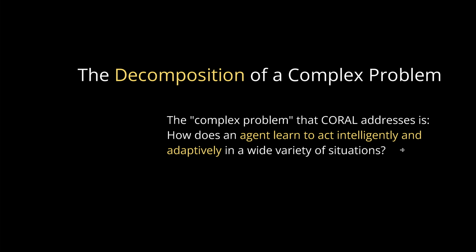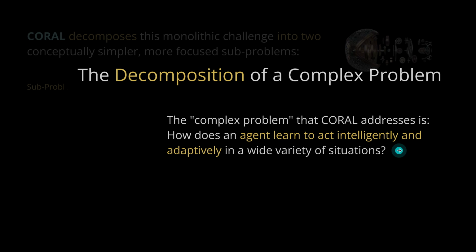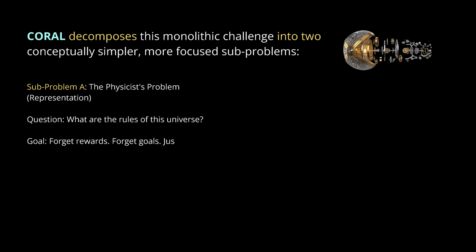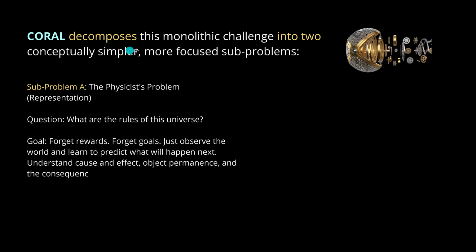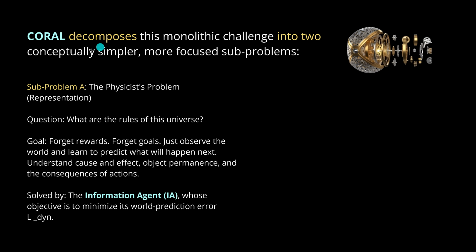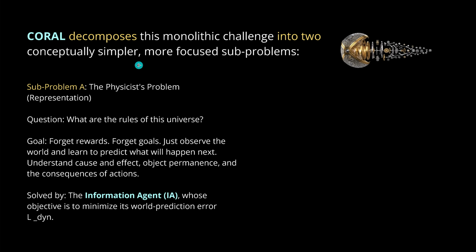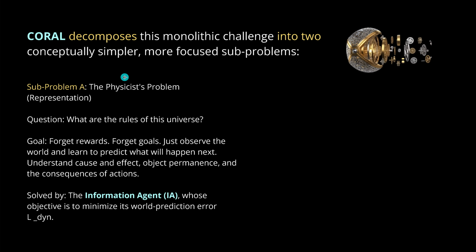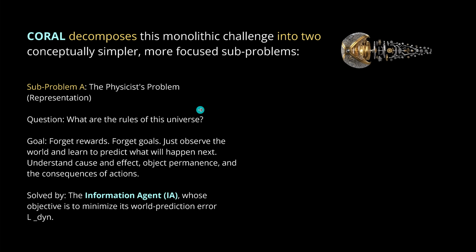And there are so many layers in this publication, and I almost missed this paper, because you have to read this paper, but read it from different perspectives. You will be amazed. So Coral decomposes this monolithic challenge into 2 conceptually simpler subproblems, no? In 2 agents. So the first is the physicist that says, okay, what are the rules of the universe? What are the rules of the dynamics in this room?